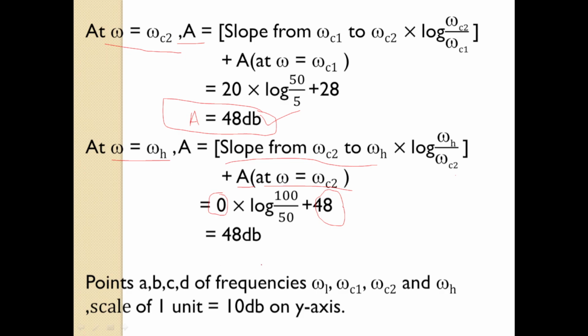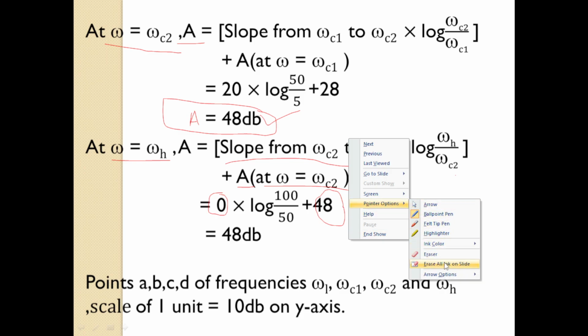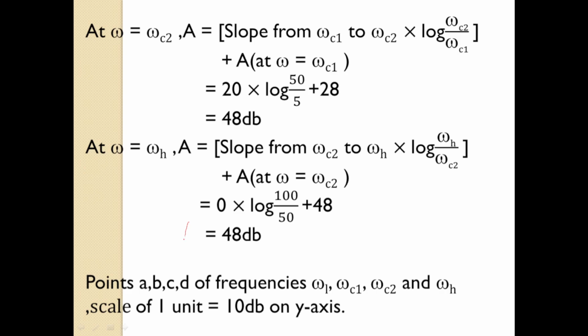You just substitute all the values and simplify it. A is equal to what? 48 decibels that you will get. So we have got 4 A values for 4 omega values. What are all the omega values? Omega L, omega C1, omega C2 and omega H. We have got 4 A values.